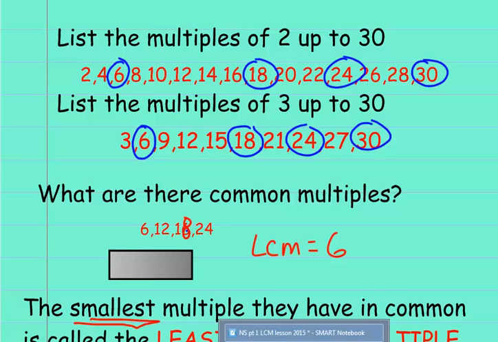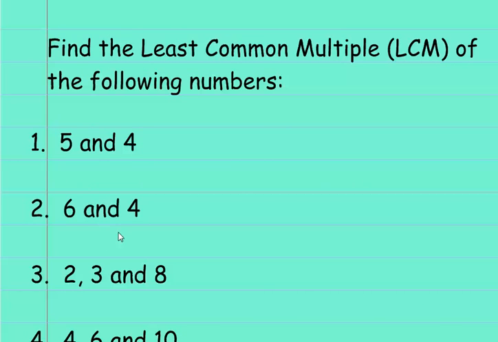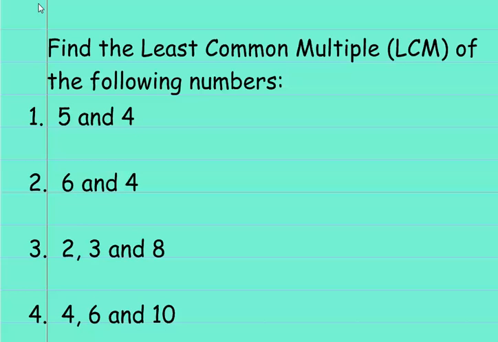Okay? So, whereas yesterday we were looking at the greatest factor they have in common, today we're looking at the smallest multiple that they have in common. Okay? All right, so let's do some examples here. My numbers are off the board. Let's move them. All right, so you have these 4 problems. So I'm going to do 2 of them with you.